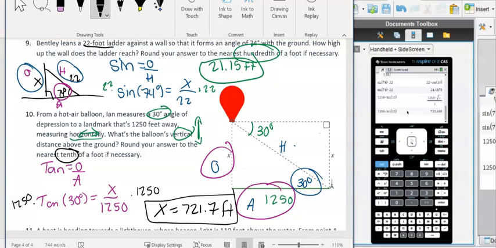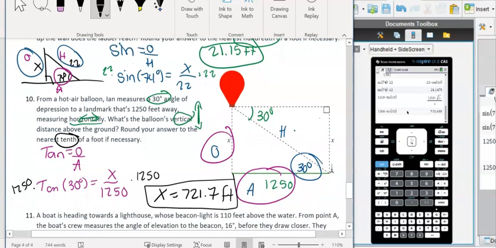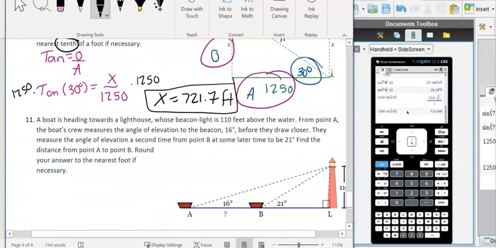So that is how we solve simple word problems using trigonometry. That's sort of the difference between angle of elevation. Well, this was angle of depression. Let's look at one with angle of elevation.